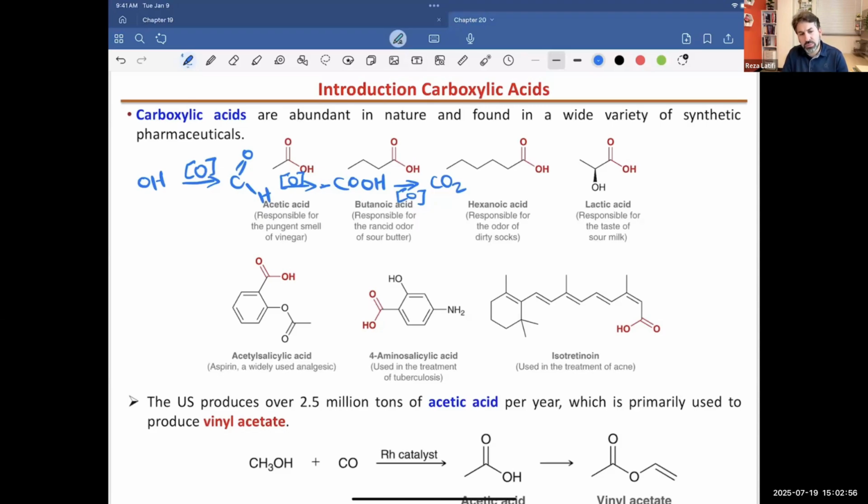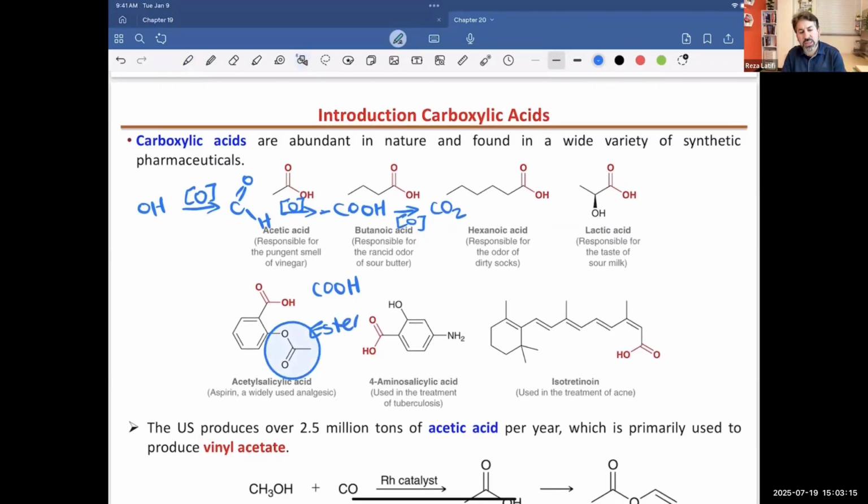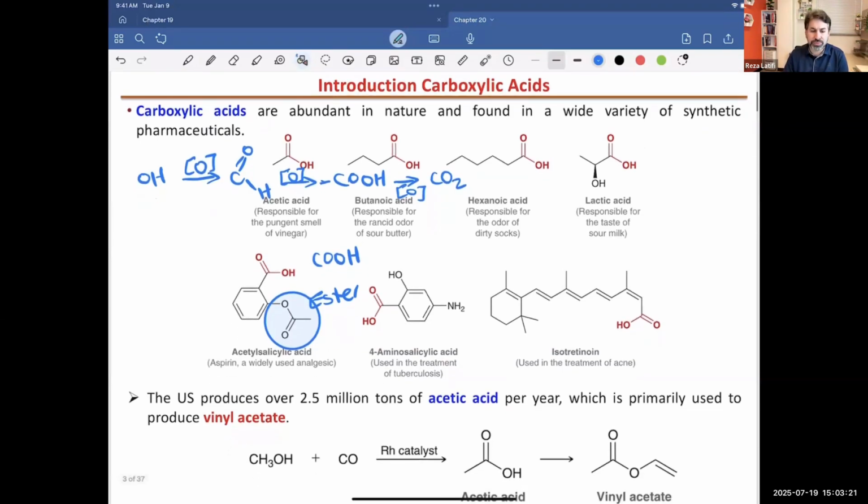But one of the most common medicines that you've heard of, and maybe you've already taken some of it, is aspirin. Aspirin has two functional groups. One is COOH, and the second one is an ester functional group, or a carbonyl group that is attached to oxygen, and the oxygen is attached to another alkyl or aryl group.